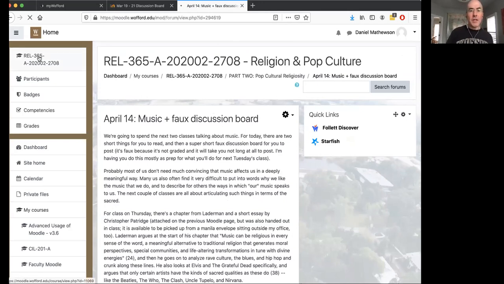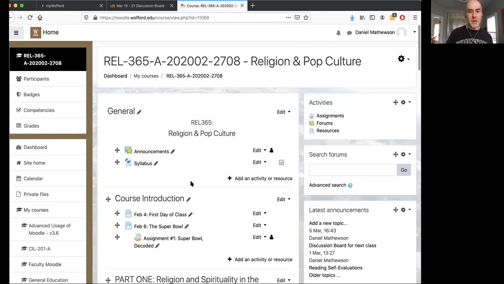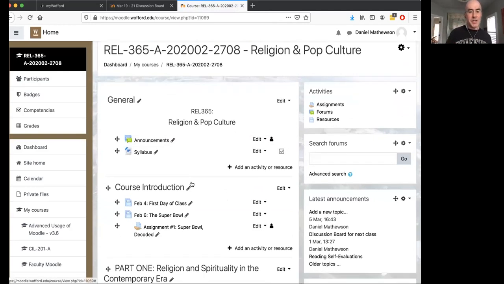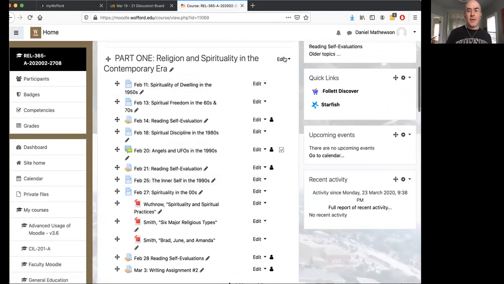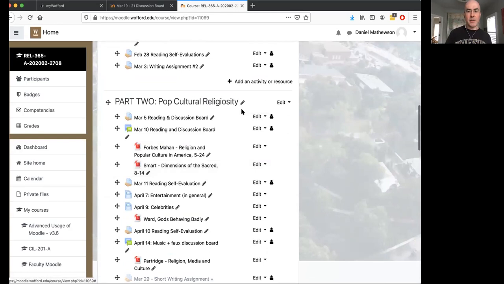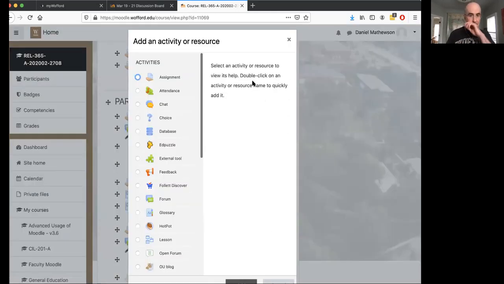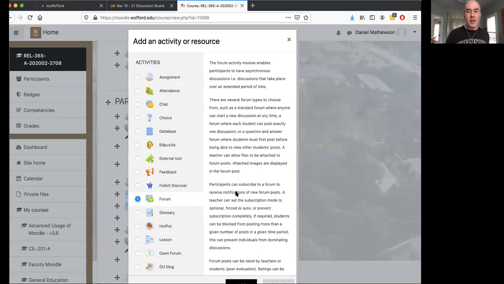Okay, so let's go to how they're set up. So here's the current class I'm teaching. I'm going to assume you know how to add things to the different sections that you create in your courses. Okay. I want to go down here, add an activity or resource. Okay. So we want to choose the forum right here.